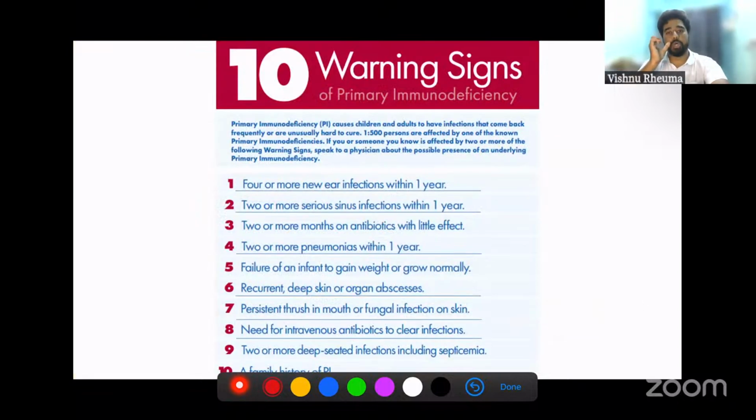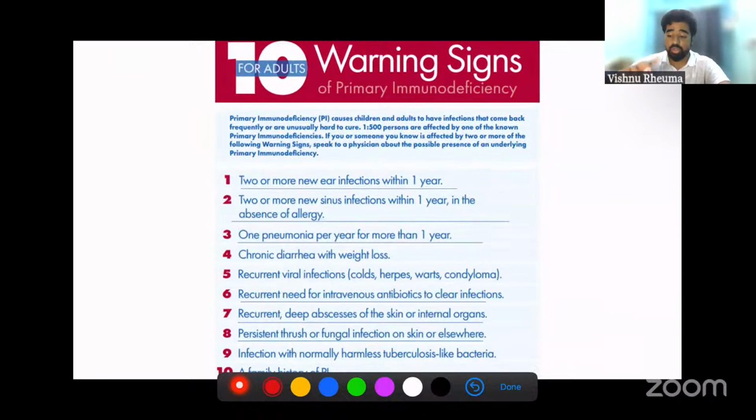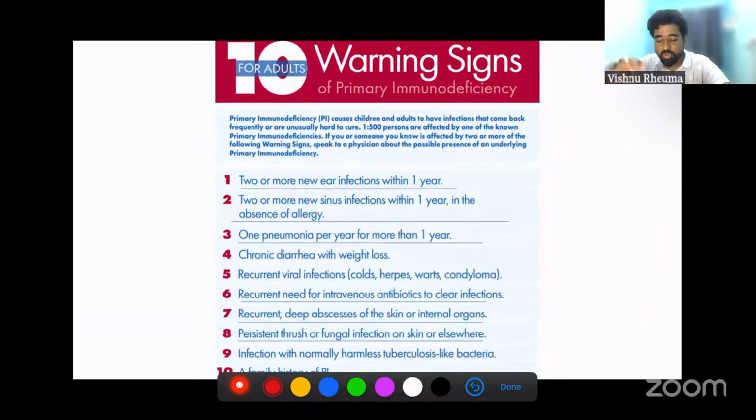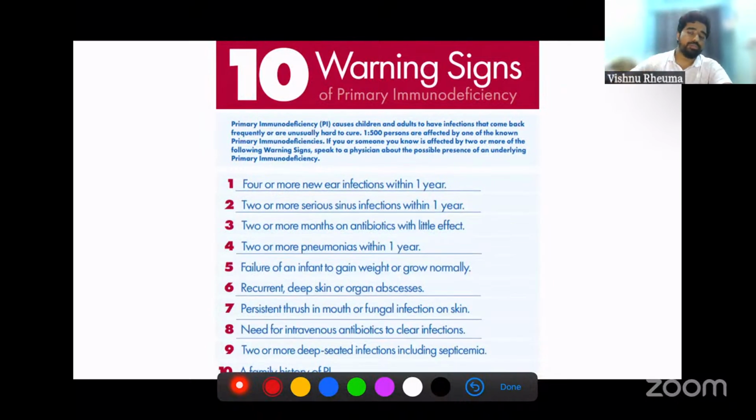Right, so you have warning signs. Whenever you have a child or you have an adult, these are two different tables, two different charts. You have to use these particular warning signs, and out of these 10, if you have two, then you can proceed that, okay, this is a probable primary immunodeficiency case, and then I will work up for the primary immunodeficiency modalities.